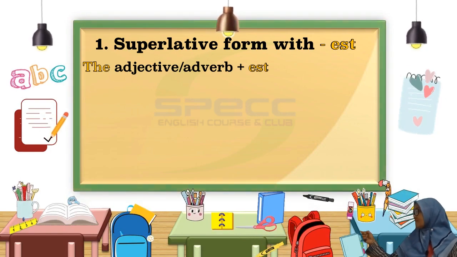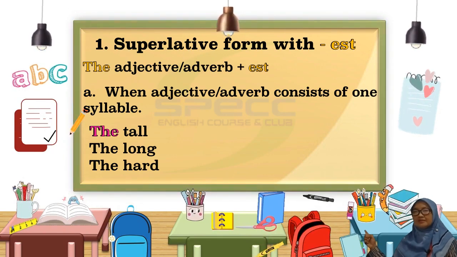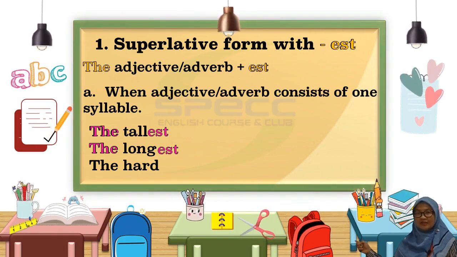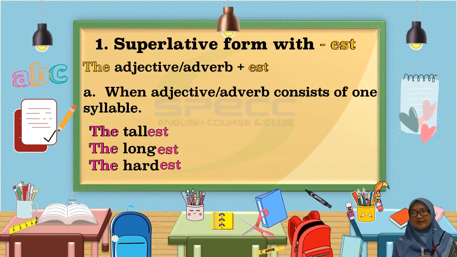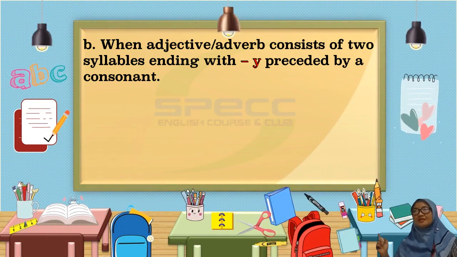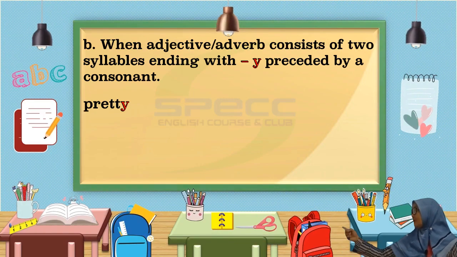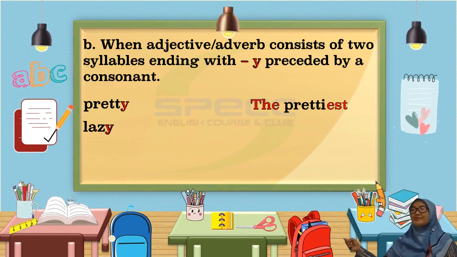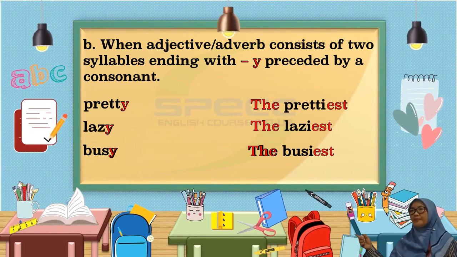For an adjective that consists of one syllable, for example, tall becomes the tallest. The longest for the word long, and hard becomes the hardest. And then for an adjective or adverb that consists of two syllables with y preceded by a consonant, for example, the word pretty becomes the prettiest. Lazy becomes the laziest, and busy becomes the busiest.